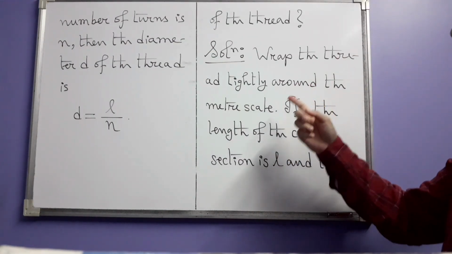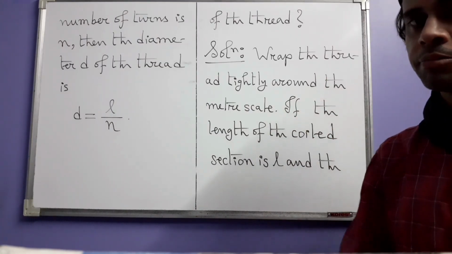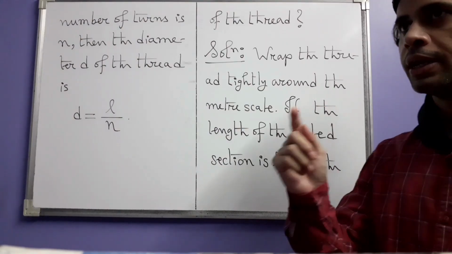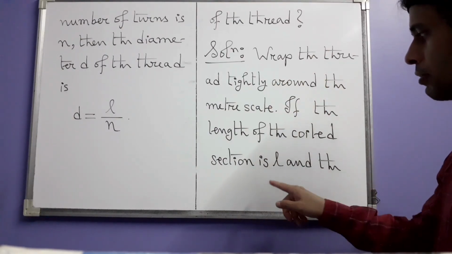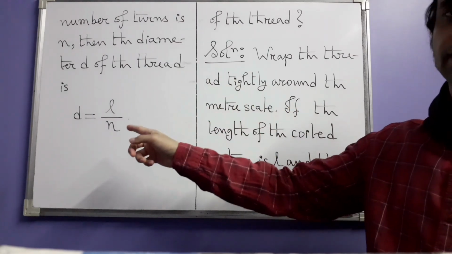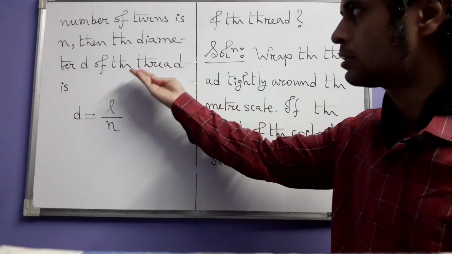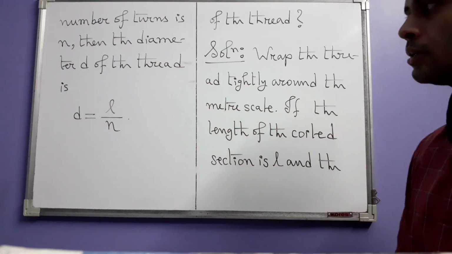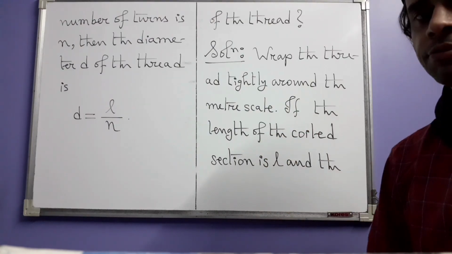We have to wrap the thread as tightly as we can around the meter scale, and then we note the length of the coiled section. If the length of the coiled section is L and there are n number of turns in that coiled section, then obviously the diameter d of the thread will be d equal to L divided by n. But to better understand what's going on, let us draw a figure.